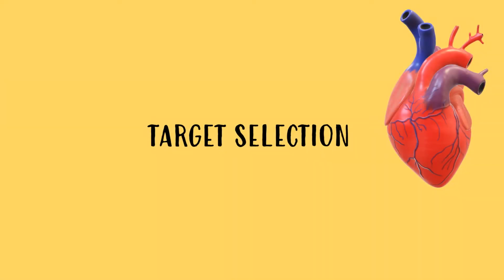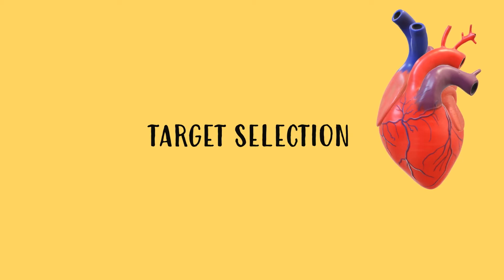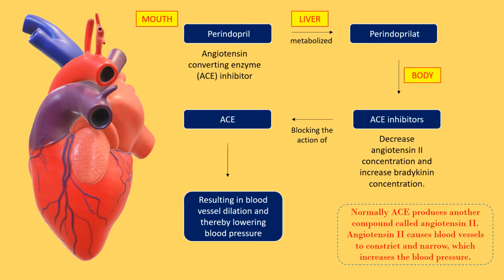Firstly, we go to the target selection for perindopril ERBUMINE. This drug will enter the body through the oral route. Firstly, the perindopril will enter through the mouth. Perindopril is known as an angiotensin converting enzyme (ACE) inhibitor. After it enters the mouth, it will go to the liver. The perindopril will be metabolized to become perindoprilate. After it becomes perindoprilate, it will enter the body.